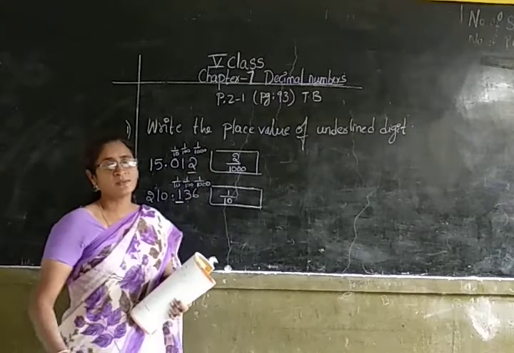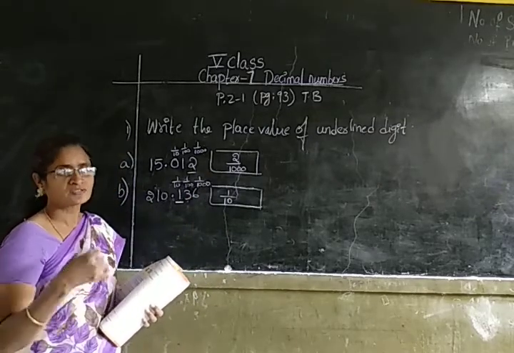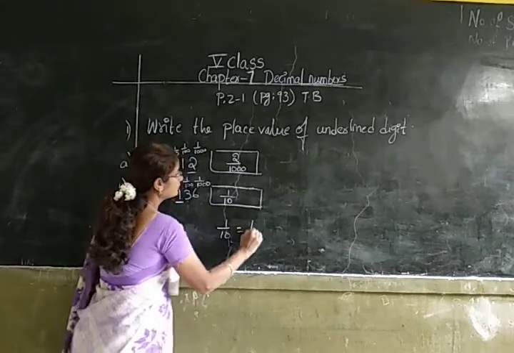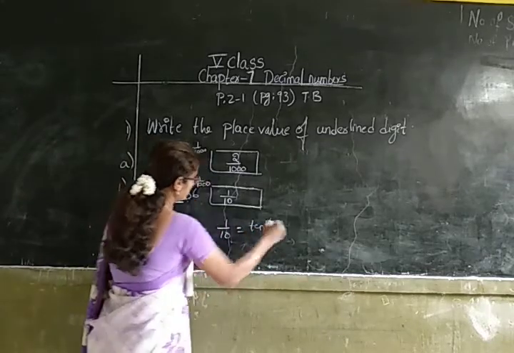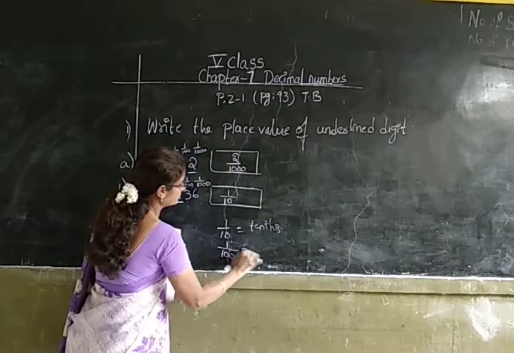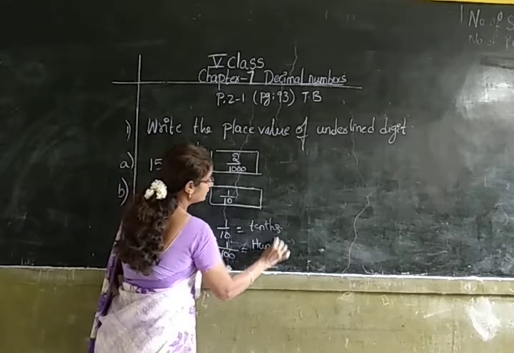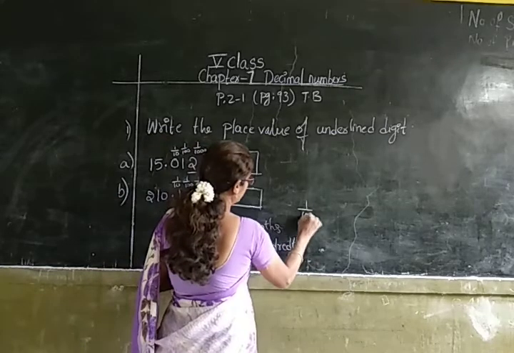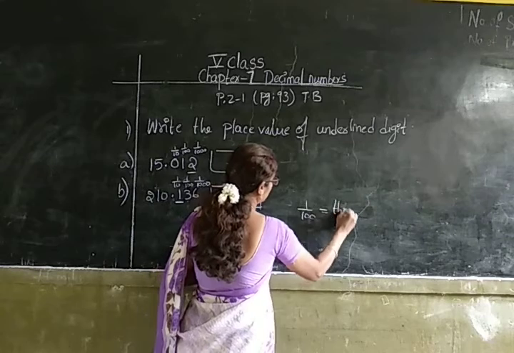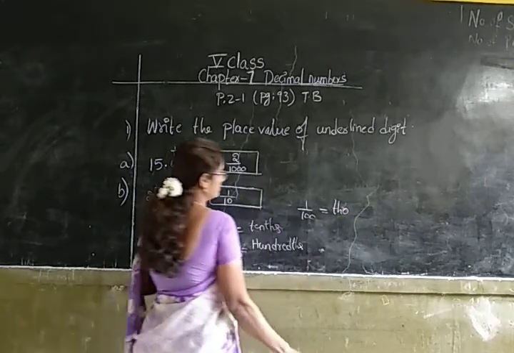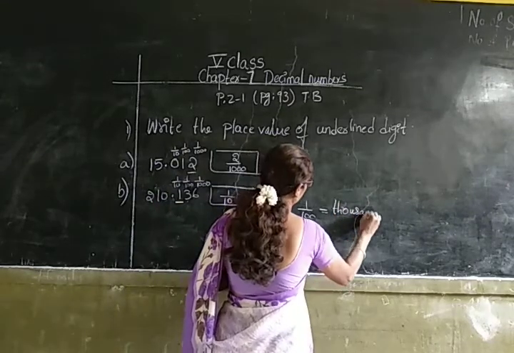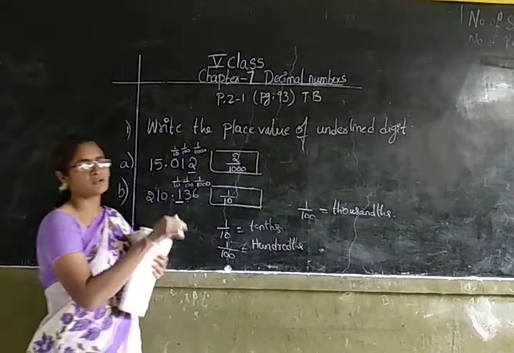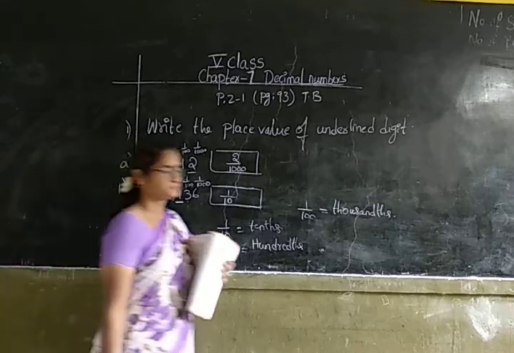The decimal places will have TH after their spelling. Tenths. Hundredths. Next, thousandths. Okay, children. All the decimal places will have TH after their name.